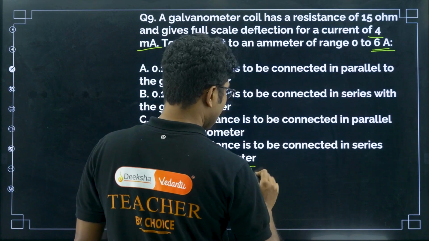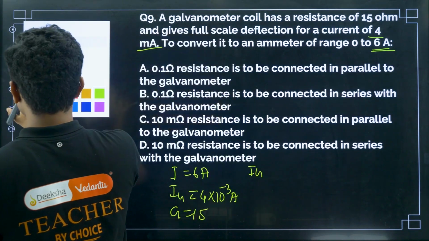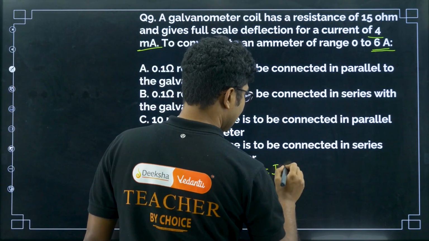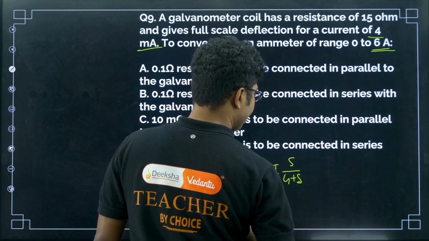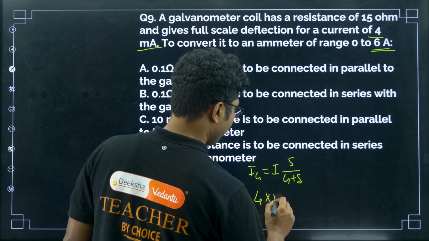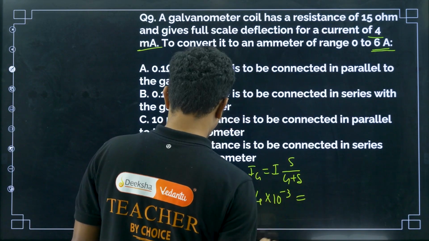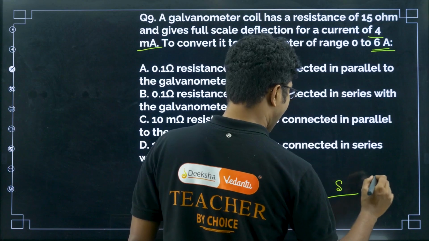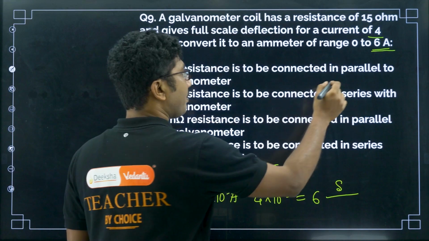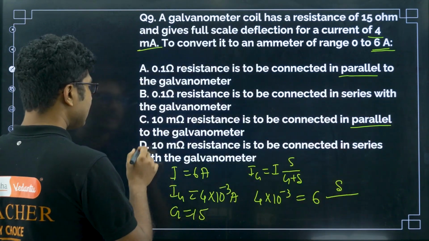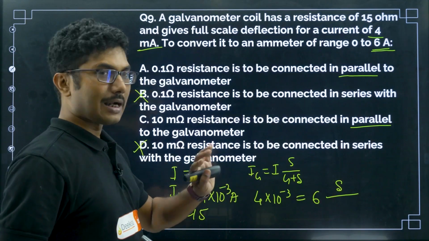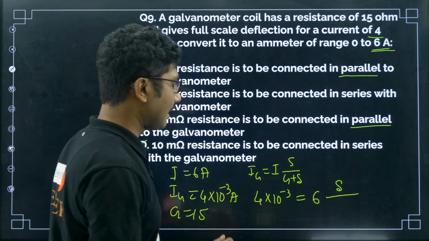We know that Ig is equal to I times S divided by (G plus S), right? You just need to put the values. So Ig is given here as 4 times 10 to the power of minus 3, equal to I, which is given as 6, times S, which we don't know. And remember that to convert a galvanometer into an ammeter, it has to be parallel only. So parallel is the only option. Series we can simply strike off. We will not consider series at all. Only parallel is considered, and this formula is only valid for a parallel combination.